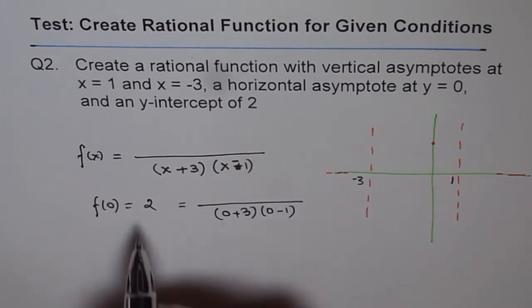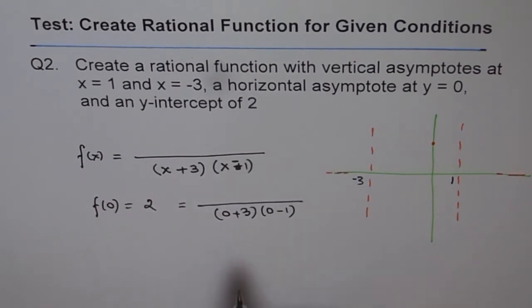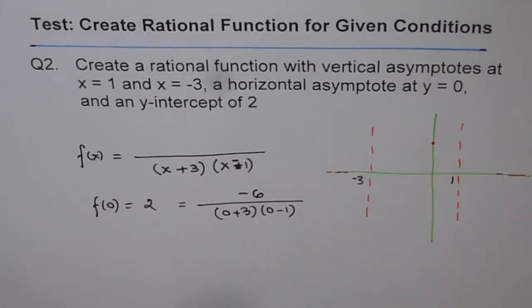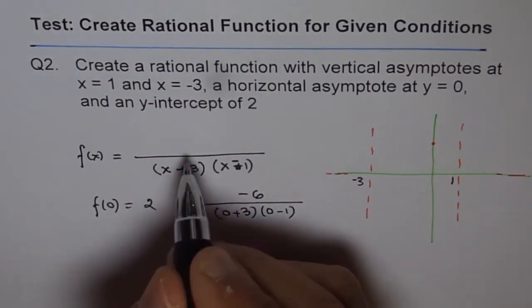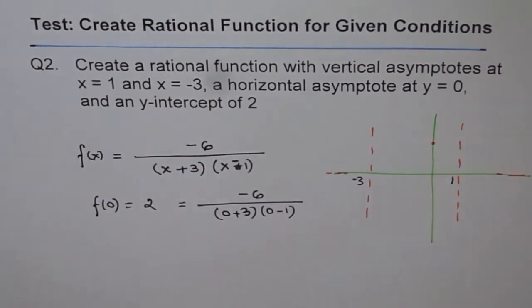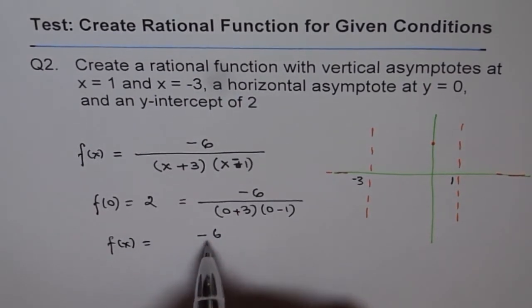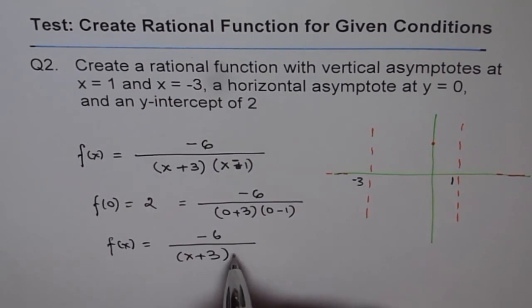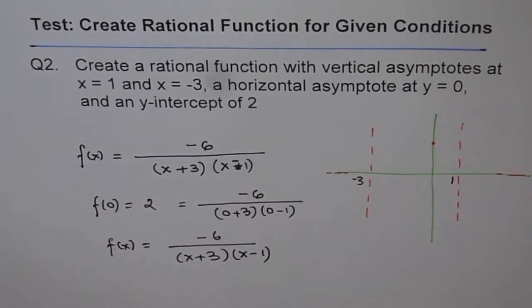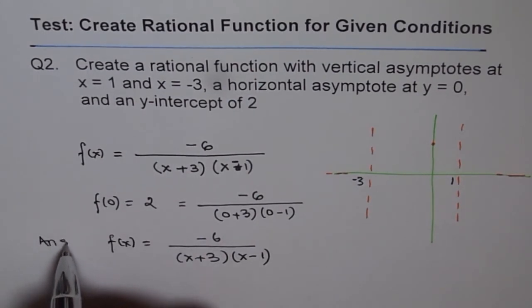But I need 2, right? So how can I get 2 when the denominator has minus 3? That means I should have minus 6 on the top. If I divide minus 6 by minus 3, I get 2. So therefore, this should be minus 6. Do you understand? My function f of x is equal to minus 6 over x plus 3 times x minus 1. That is my final answer.